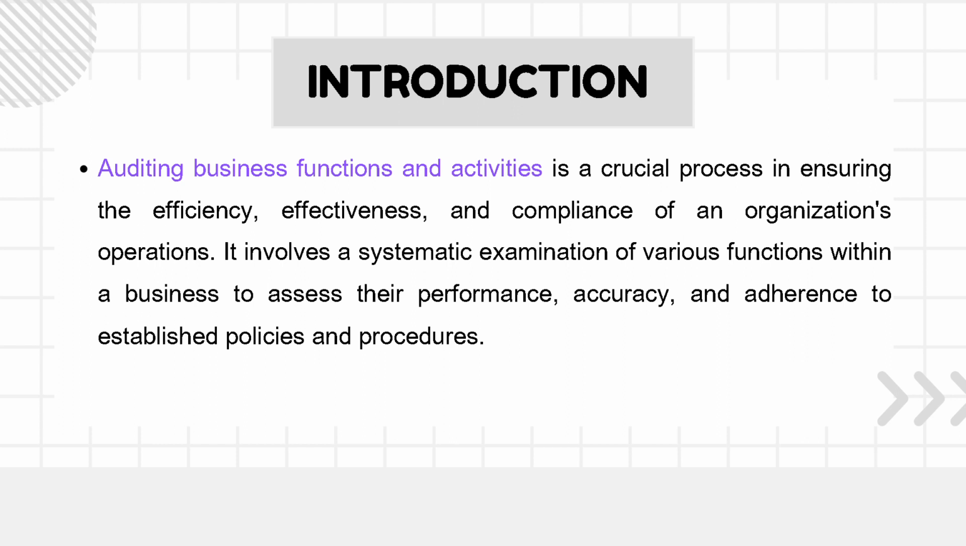Introduction. By basic definition, auditing business function and activities is a crucial process in ensuring the efficiency, effectiveness, and compliance of an organization's operation. To explain it further, auditing is an essential component of a company's quality management system aimed at verifying whether the organization is meeting the defined quality requirements and continuously improving its processes.